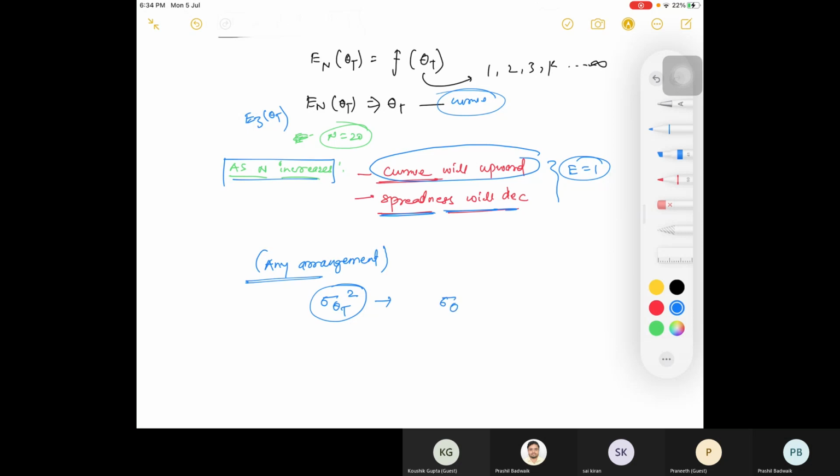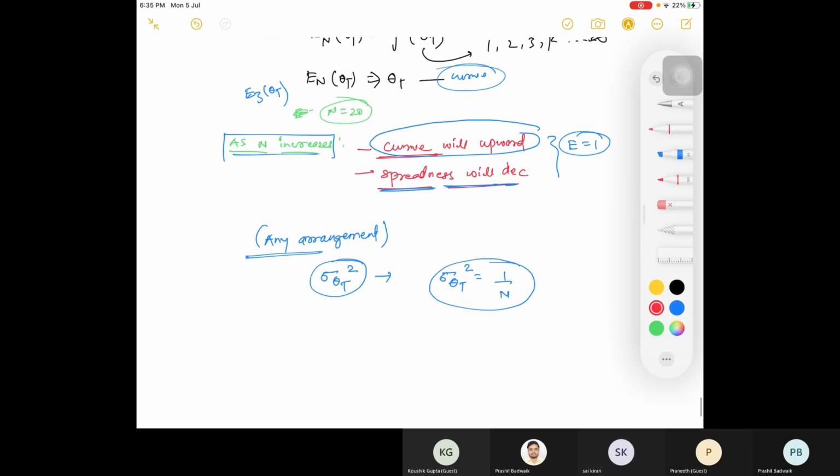I have told you the formula of that. Sigma theta t square is equal to 1 divided by n. That is okay, right? For a single reactor, what was your sigma theta t square?